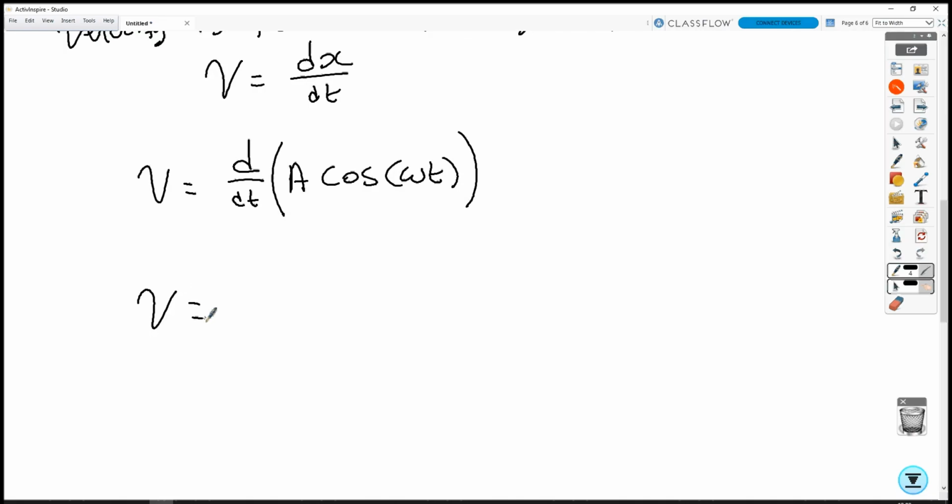Now, A is just a constant, so it comes out. When you differentiate cos, you get minus sine. So we've got minus A sine omega t. But inside of the cos, we have a function of time, omega t. So we have to apply the chain rule and differentiate the inside as well. So omega t differentiates to omega, and we multiply that to the outside. So on the outside, we now have minus A omega sine omega t.